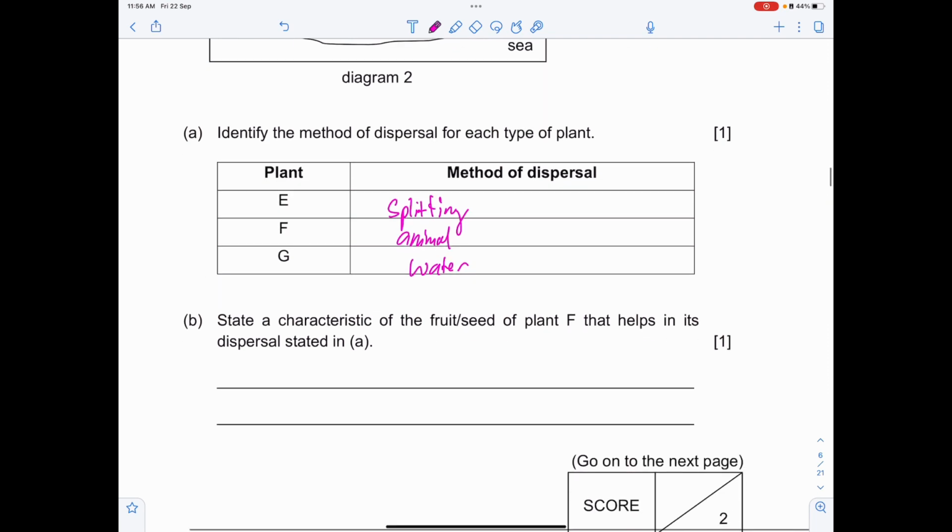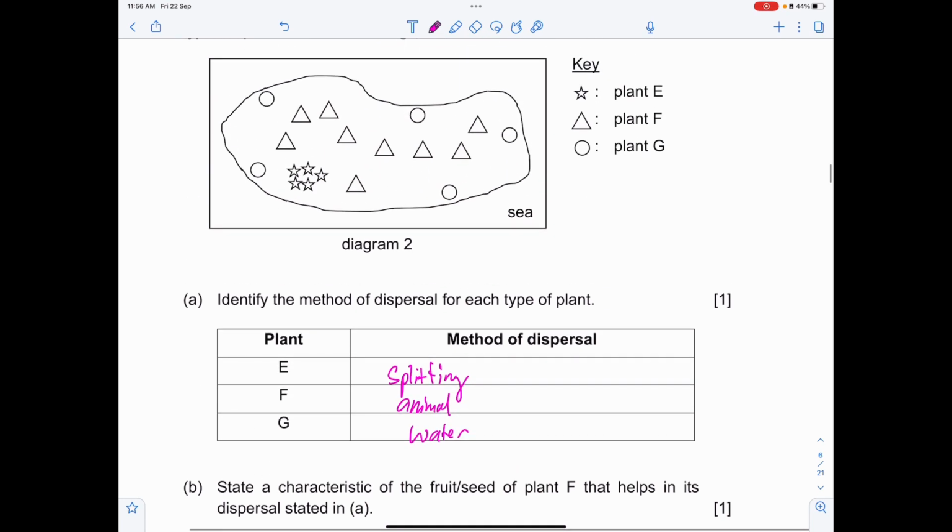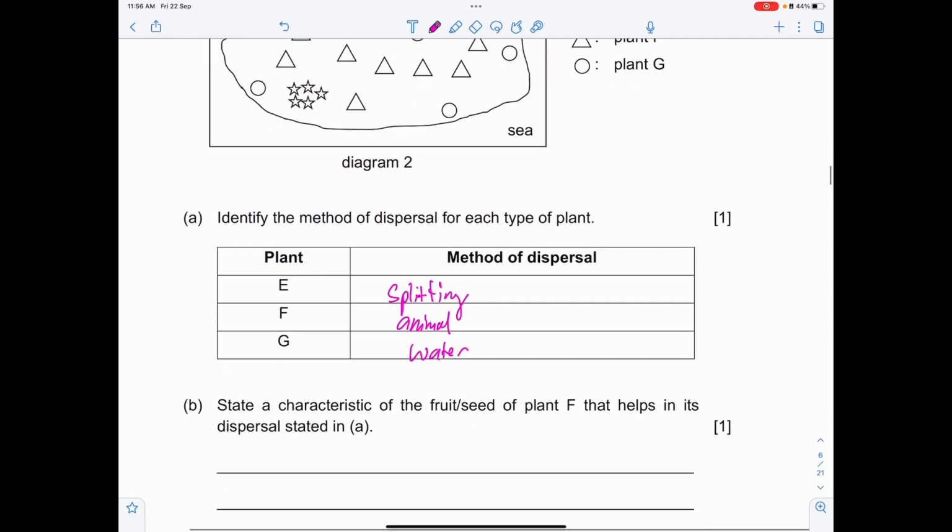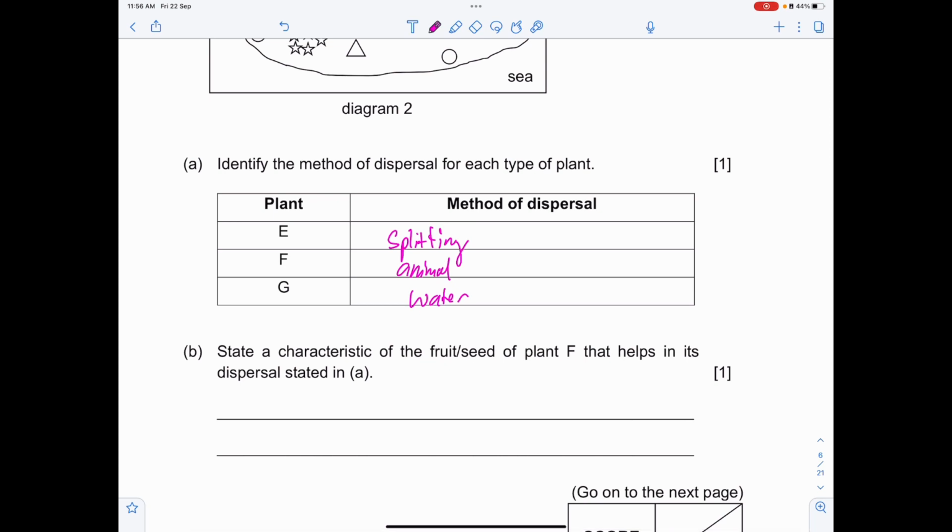Okay, B, state a characteristic of the fruit or seed of plant F that helps in its seed dispersal. So F is actually dispersed by animal. It depends on what you say. If you say by animal, then you have to talk about hooks, being able to hook onto the fur. Or you've got fleshy, juicy, delicious, sweet tasting fruits. So it depends. I'm going to say it's animal, and I'm going to say that the fruit is fleshy and juicy or sweet.